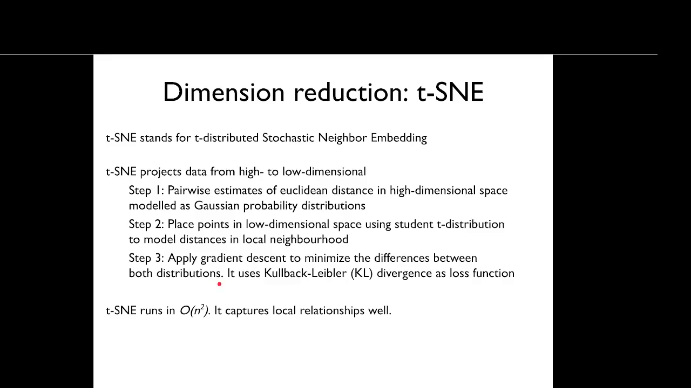And it uses the Kullback-Leibler divergence as loss function, which is a well-known loss function from neural networks. And you've seen here also gradient descent is reminiscent of neural networks. So although t-SNE is not a neural network itself, it's very strongly motivated by work in neural networks. And in fact, Geoffrey Hinton, who receives the Nobel Prize for neural networks, is also the inventor of t-SNE. Now t-SNE runs in O of n square, and it captures local relationships quite well. It can be optimized. There are implementations that manage to bring this down to n log n.